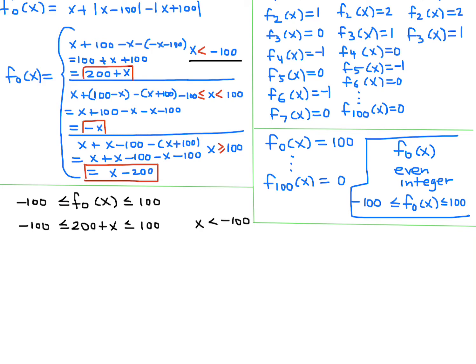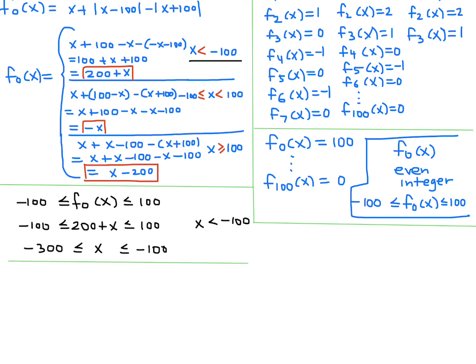Okay, let's isolate just for x in this one. So we're subtracting 200 from both sides. So this would make this -100, and this would make this -300. Okay, that's our first range for x.